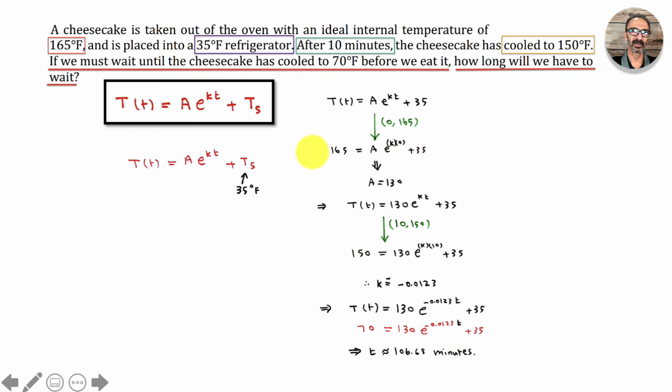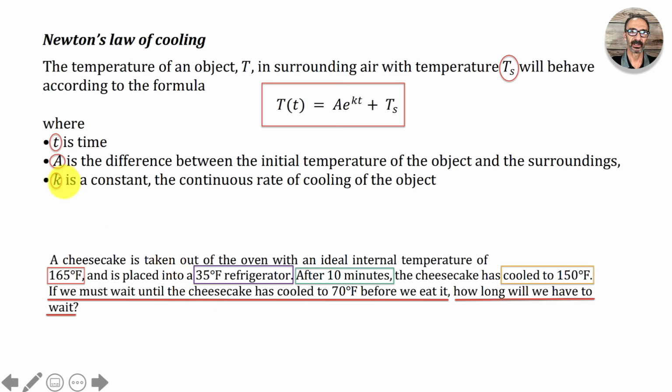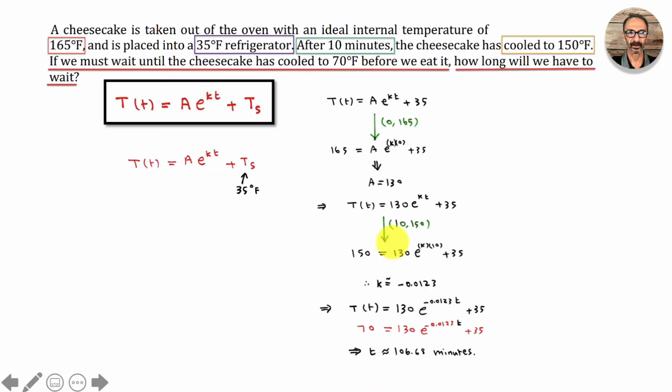And by the definition right here, A is the difference between the initial temperature of the object, which is 165, and the surrounding. The surrounding is the refrigerator, which is 35. 165 minus 35 is 130. Sorry, too many numbers. So it's 130.